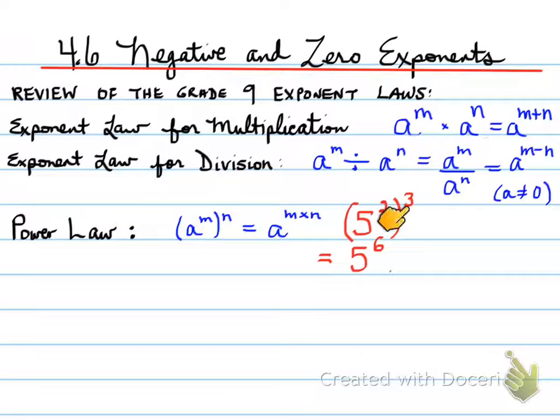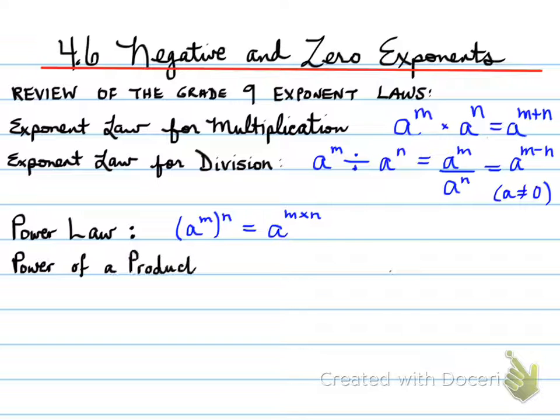That's right. 2 times 3 will give us 6. 5 to the power of 6. And then you would go and evaluate if you had to. All right, let's erase this, and we'll move forwards on to another power law or exponent law that we learn.